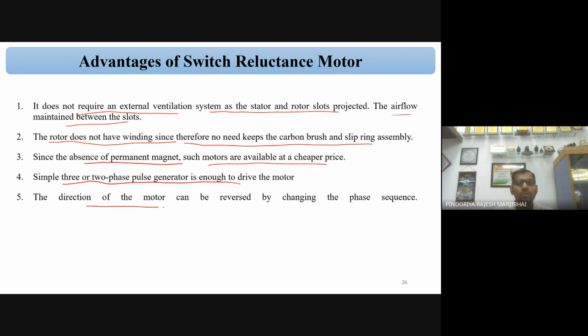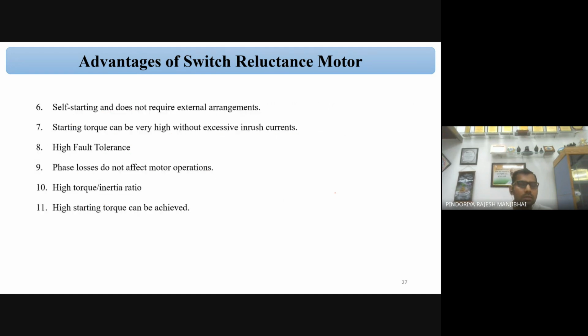The direction of the motor can be reversed by changing the phase sequence. Suppose you change the phase sequence, then you can easily change the direction of the motor, from forward to reverse or vice versa. So there is no need to work on the control algorithm, just change the terminal supply voltage. Yes, continuing with the advantages.